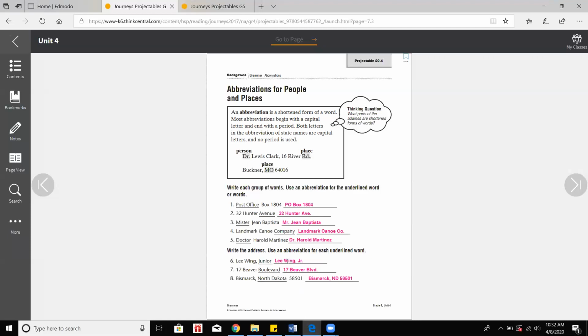In the second set, you have Lee Wing Jr., right? How do you abbreviate Jr.? Just take capital letter J, lowercase r, and then a period. Boulevard, it's kind of long.